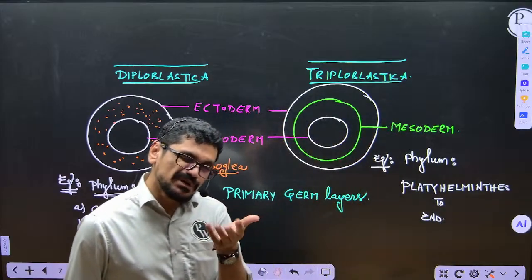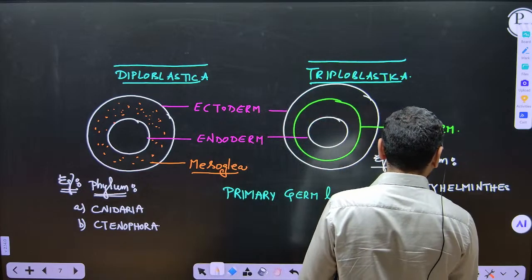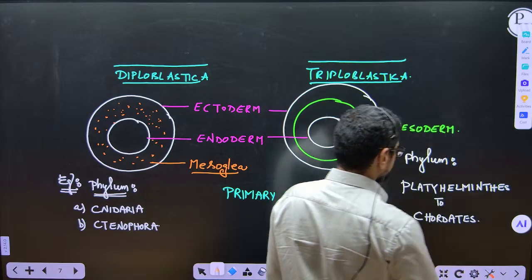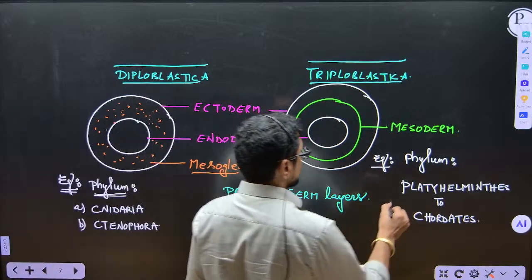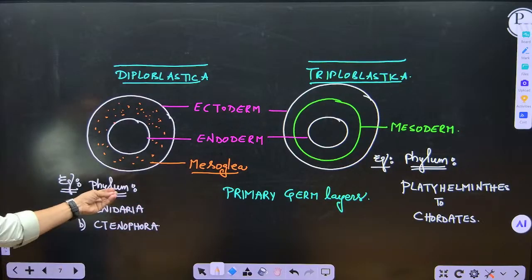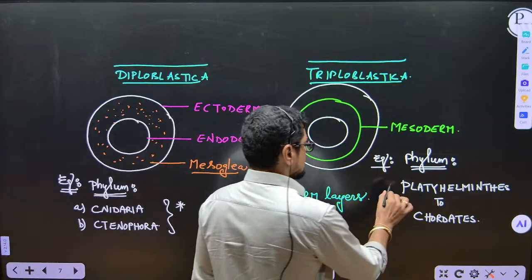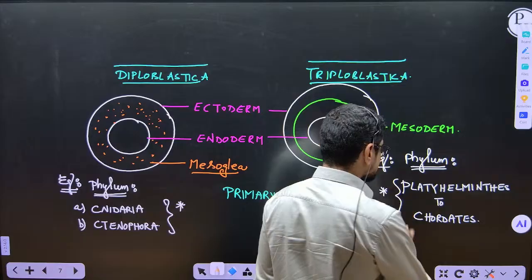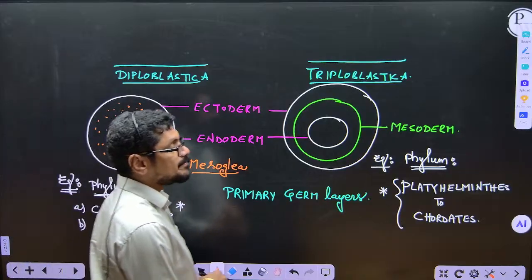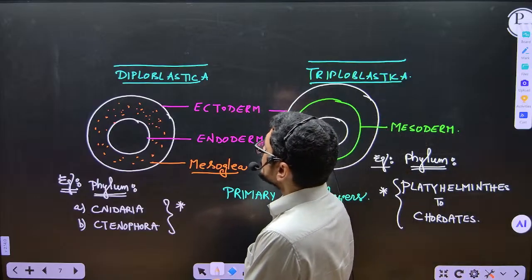Platyhelminthes to the end. To the end means chordates. Phylum Platyhelminthes to chordates. So these are diploblastic animals, these are triploblastic animals. If you know the examples, it is good. Or else don't bother, leave it, no problem. I will explain later. If you are not comfortable with these examples, leave them. I will explain later, because in order to understand these examples, we have to see the animal kingdom chapter.